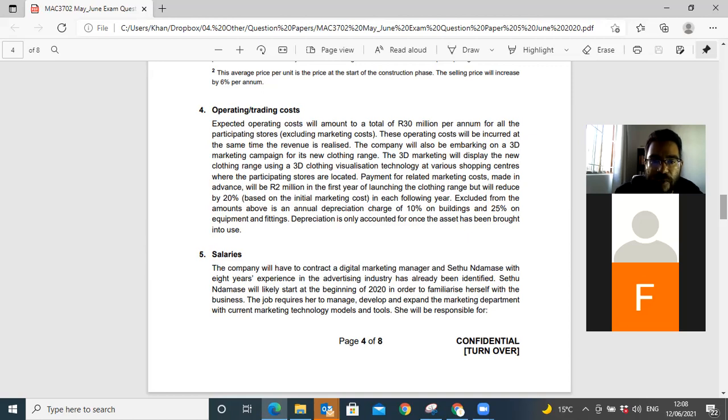Then we have a 3D marketing cost. So they're saying payment relating to marketing costs made in advance, which means that the company will also embark on a 3D marketing campaign for its new clothing range. The payment will be in advance, 2 million Rand in the first year of launching the clothing range, but will reduce by 20% based on initial marketing costs in each of the following years. Excluded from the amounts is an annual depreciation.